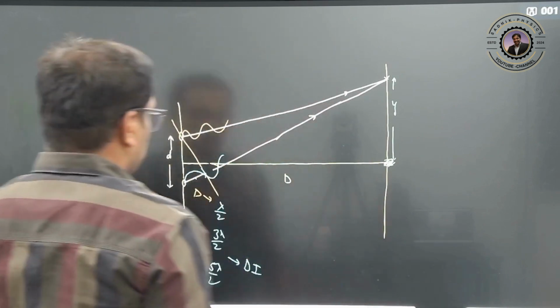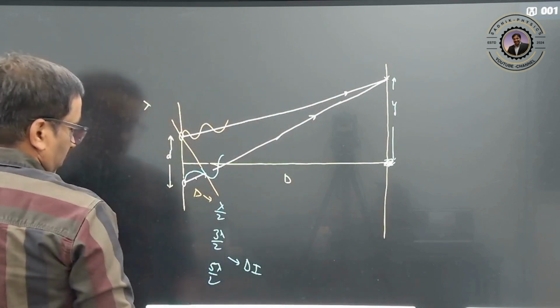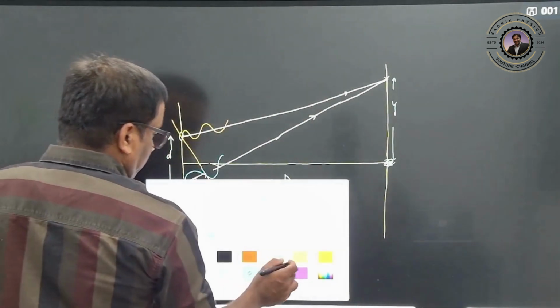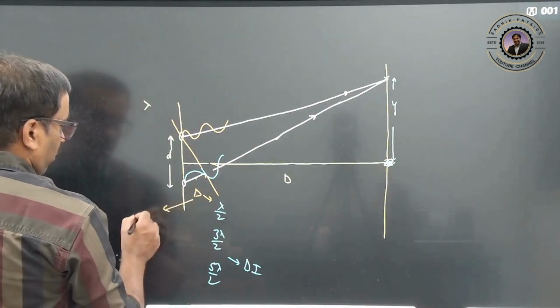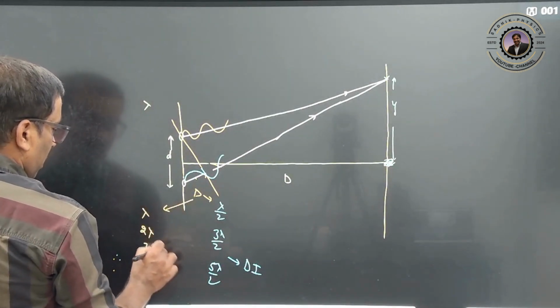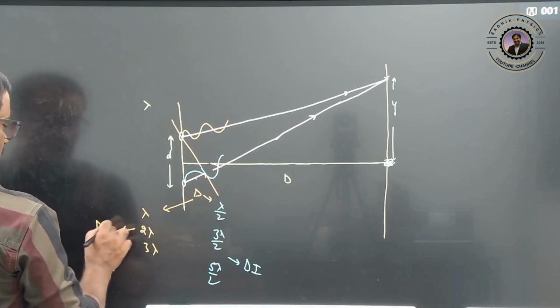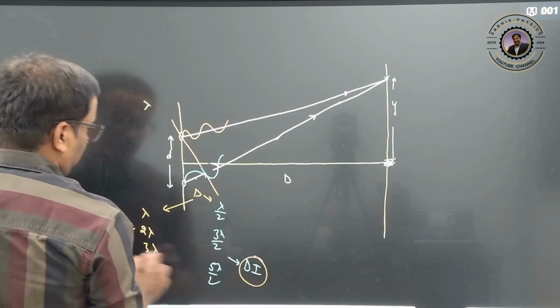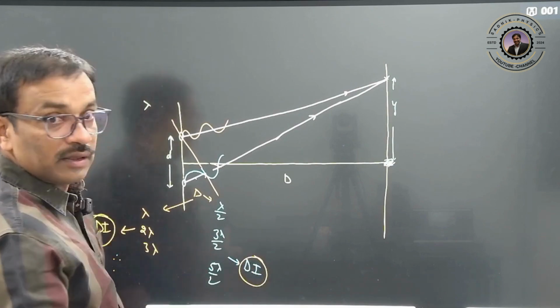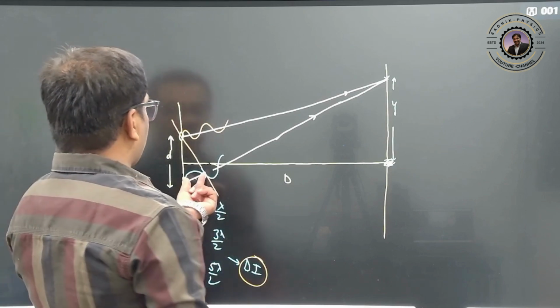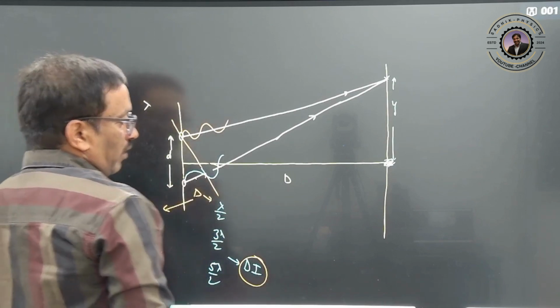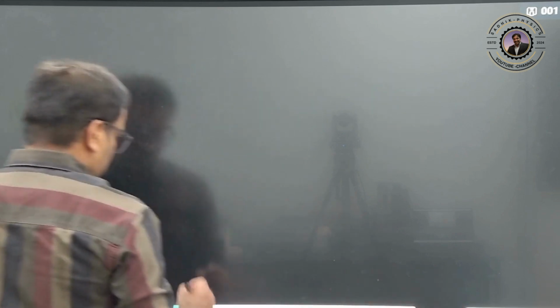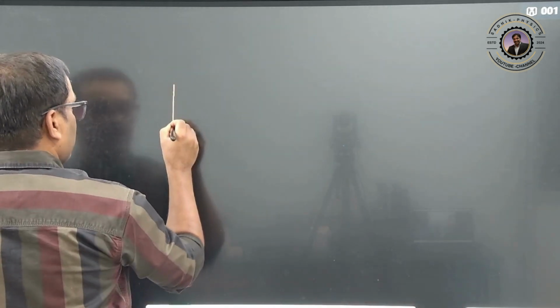Clear? So I think you got the clarity. So if it is fully lambda, 2 lambda, 3 lambda and so on, constructive interference; lambda by 2, 3 lambda by 2 and so on, destructive interference is created. Clear? Now we want to calculate this extra distance. How to calculate it? Let us see.